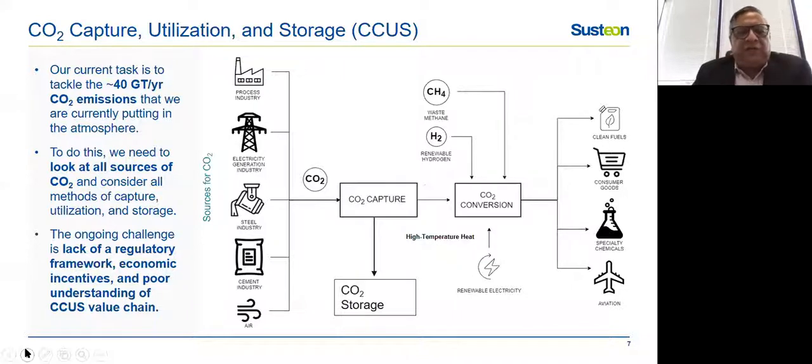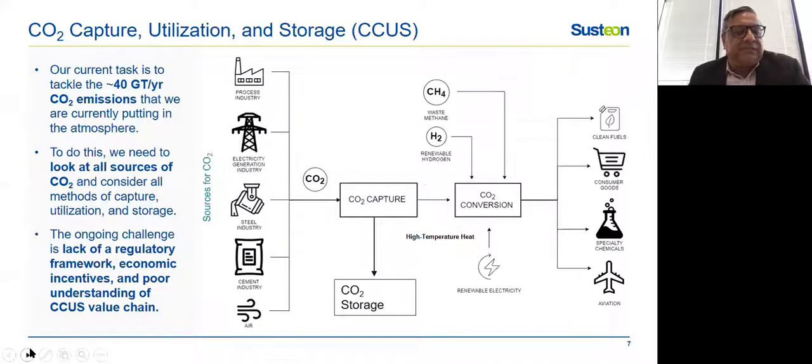So this flowchart shows a very simplistic picture where we emit CO2 in process industry, electricity generation, which everybody knows, steel, cement, and these are what we call point sources. And then I also included air, direct air capture, which is now getting more and more attention. So we basically capture the CO2, and I'll talk about some of the technology which we can use. And once we capture the CO2, we can store it, geological sequestration or enhanced oil recovery. And then a lot of emphasis on CO2 conversion. And for that CO2 conversion, we need basically carbon-free energy, either hydrogen, electricity, or methane to make products. And I'll briefly touch upon this.